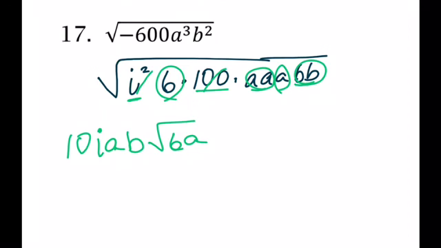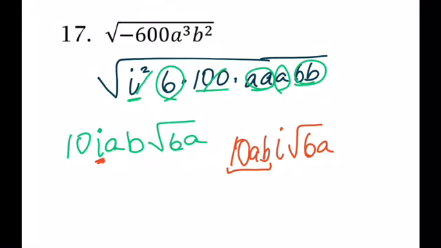Now, how do you write that in standard form? What you do, the imaginary unit is going to come right before the radical. And then the 10ab will come before that. So the i is the one that's going to come right before the radical. Everything else will go in alphabetical order. And then underneath your radical, you go coefficient and then alphabetical order after that.